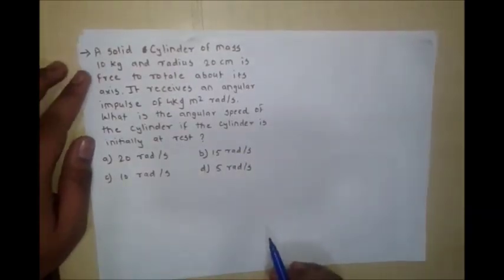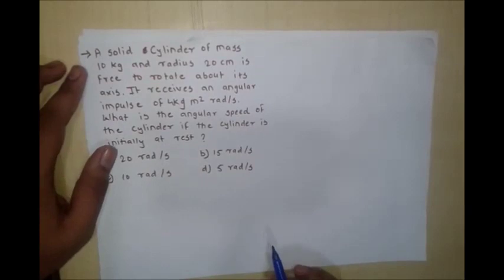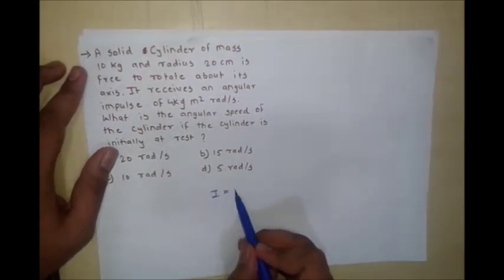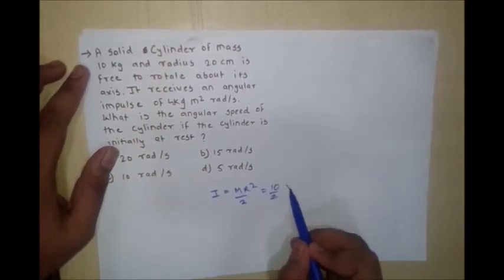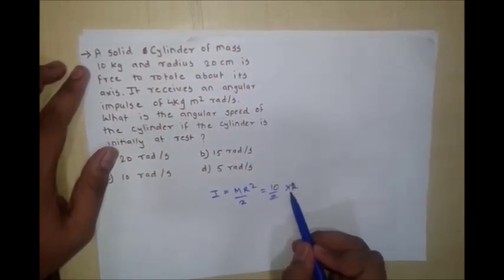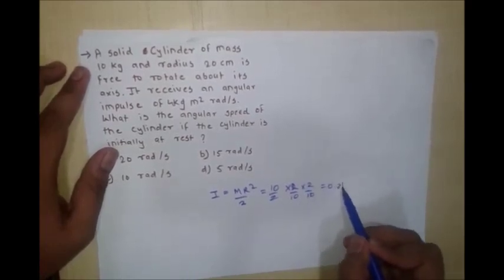A solid cylinder of mass 10 kg and radius 20 cm is free to rotate about its axis. It receives an angular impulse of 4 kg meter square radians per second. What is the angular speed of the cylinder if the cylinder is initially at rest? Now to solve this question we know that for a cylinder I is equal to mr square upon 2, which is equal to 10 by 2 into 2 by 10 into 2 by 10, which is equal to 0.2 kg meter square.